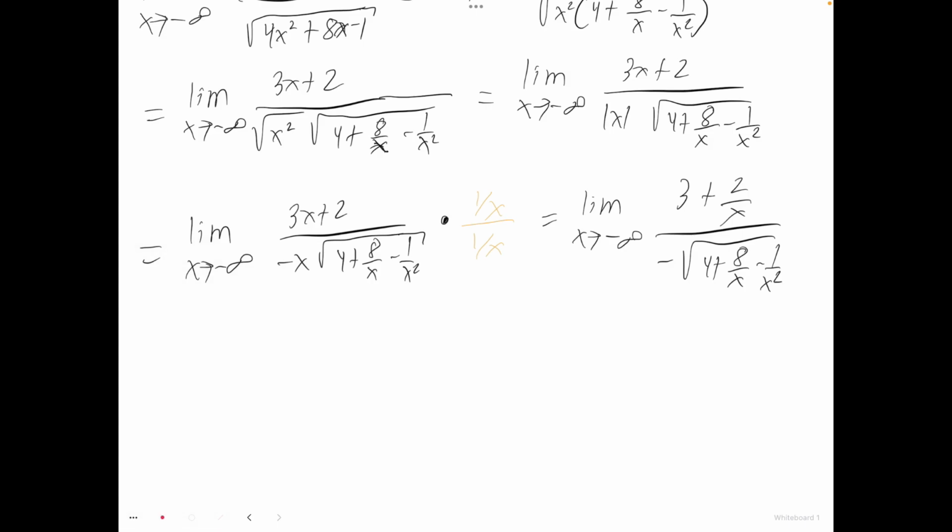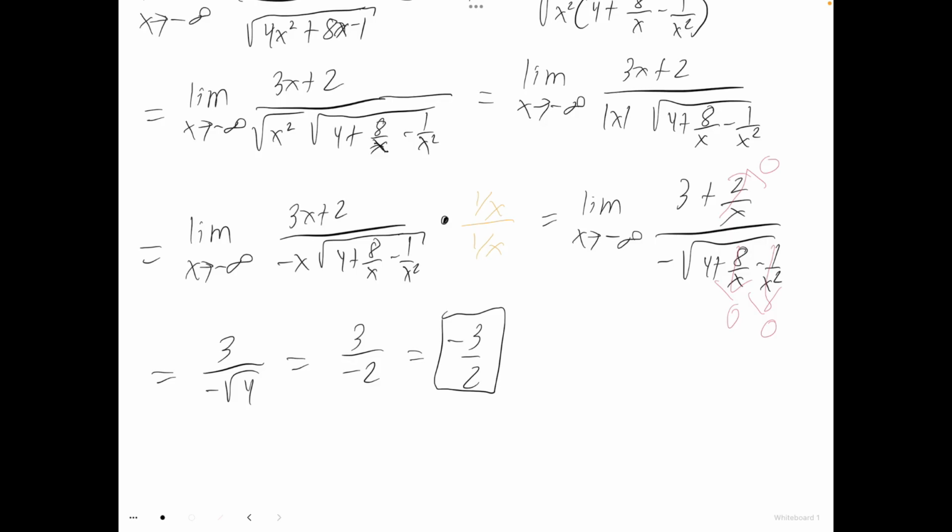And seeing where things go to 0, 2 over x goes to 0, 8 over x goes to 0, and 1 over x squared goes to 0. And so in this limit, we're left with just 3 over negative square root of 4, which is going to be 3 over negative 2, which is negative 3 halves. And so we got out negative 3 halves here.